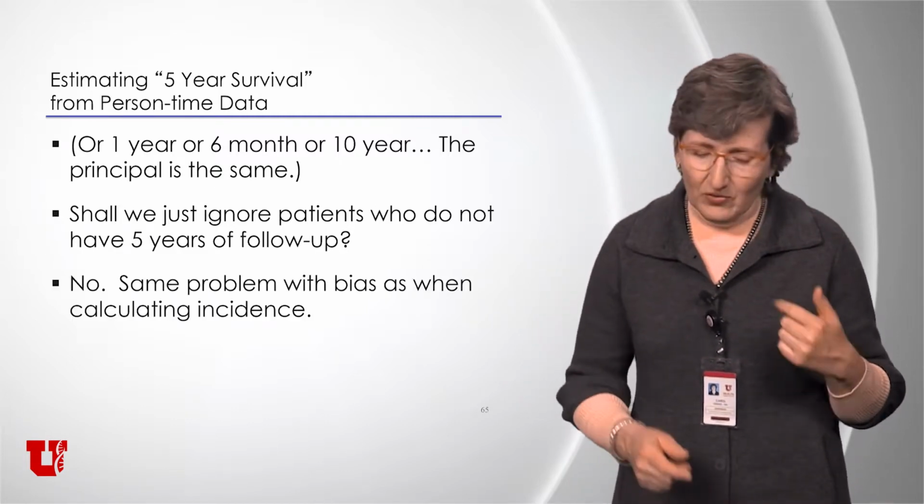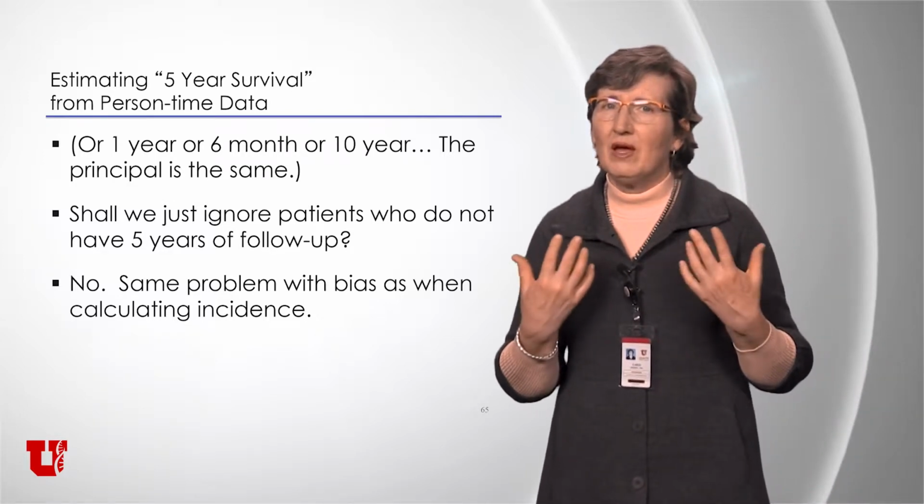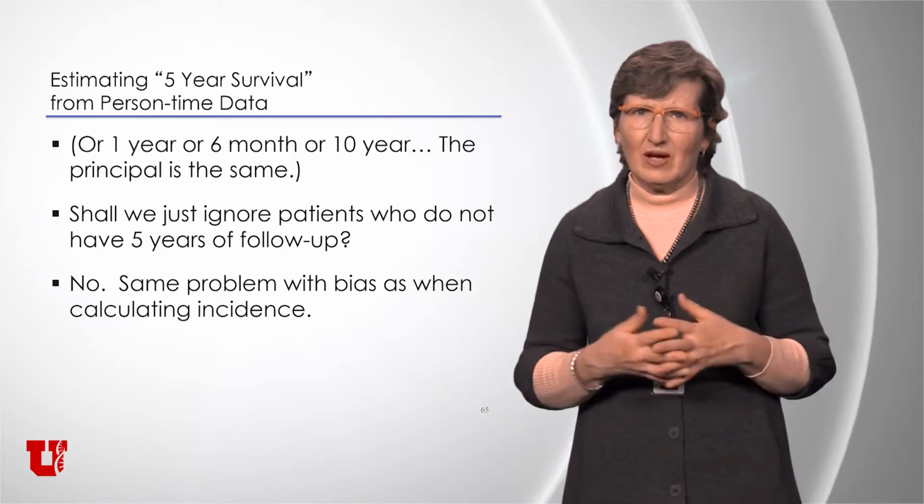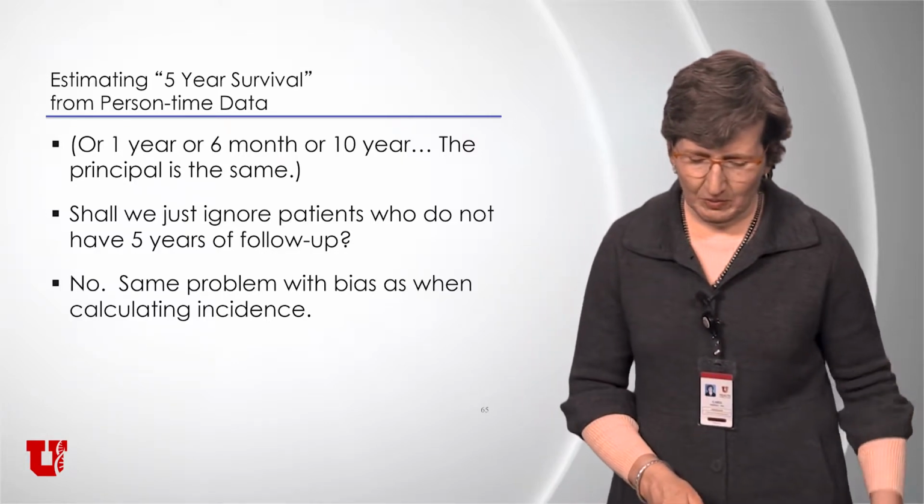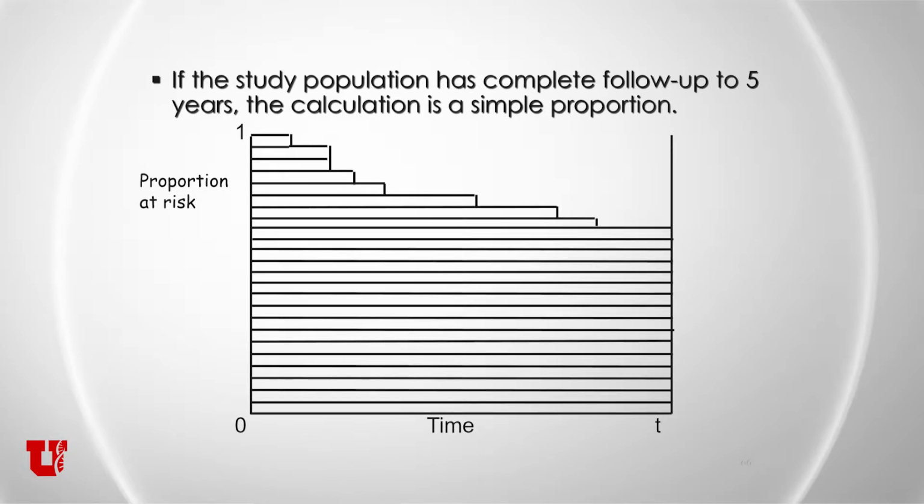So this whole concept of censored observations and people lost to follow-up also applies when we're thinking about survival. Throwing people out may potentially contribute bias. So if we use the same graphic that we talked about before, if we had a study population where everyone had complete follow-up to 5 years, the calculation of proportion surviving out of the original population at risk does again become a simple proportion.